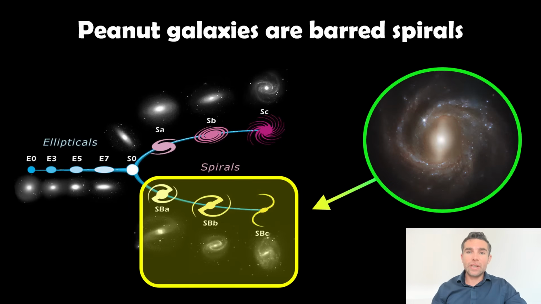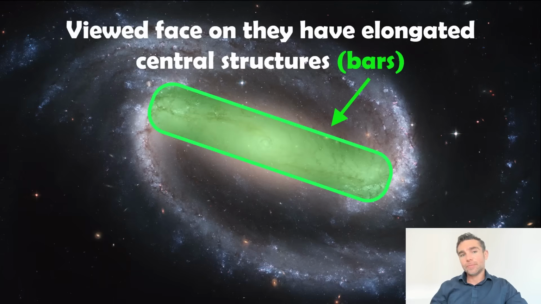Now, the bit we're interested in for this particular video is the barred spirals. So that bottom branch there on your classification tuning fork is our barred spirals. They're the ones we're interested in for the peanut galaxies. We'll explain why as we go through. Now, if we look face on at these barred spiral galaxies, they've got a really obvious bar in the center. It's an elongated structure, whereas the normal spirals, if we're looking face on, would have a more circular, bright central region, but a barred spiral has this more elongated bar in the center, hence their name, barred spiral galaxies.